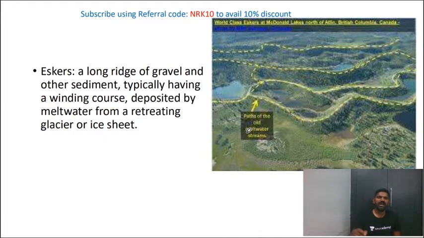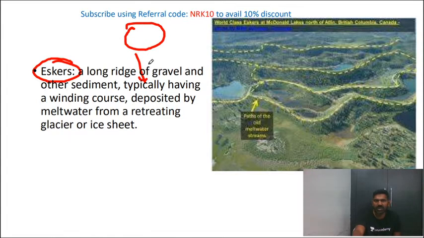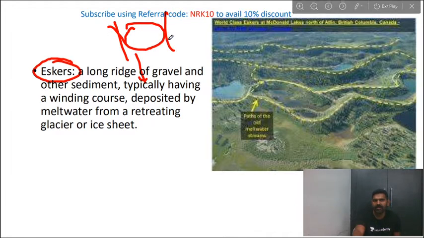See, a very, very important one: eskers. What exactly are these eskers? Now let's say this is a glacier, and it is moving down like this. Here let us say there is a hard rocky highland. Now when the glacier is moving, as the base is lost, the top particles will fall down. When they fall down, they will be carried away by the glacier.